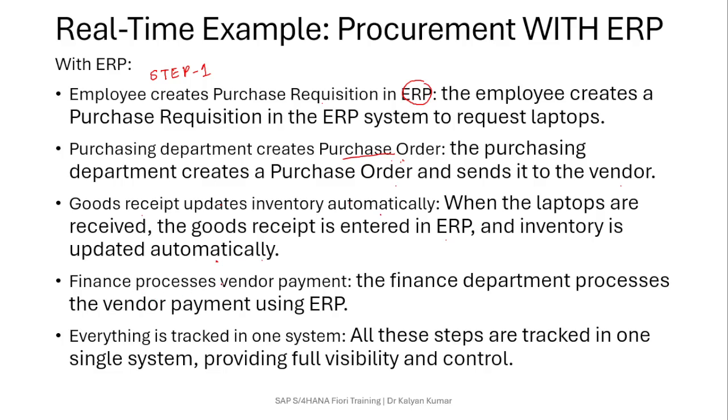Next, finance processes the vendor payment. The finance department processes the vendor payment using ERP. Once the laptops are received in the warehouse, the job of the finance department is to pay the amount to the vendors. This entire transaction takes place through ERP. Next, everything is tracked in one system. All the steps are tracked in one single system, providing full visibility and control. This way, ERP software helps us buy something in an organization step by step.